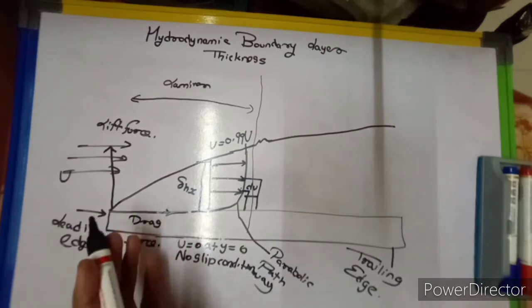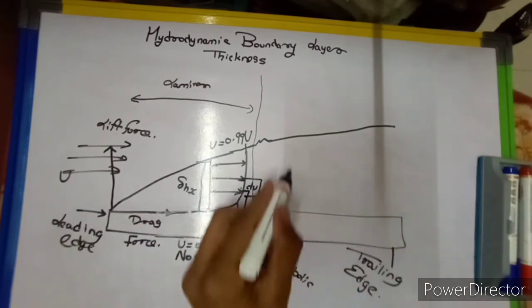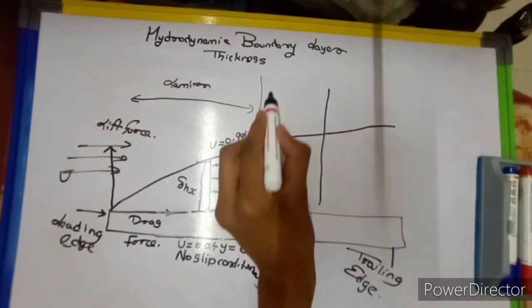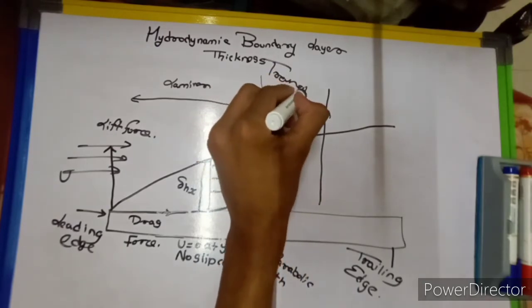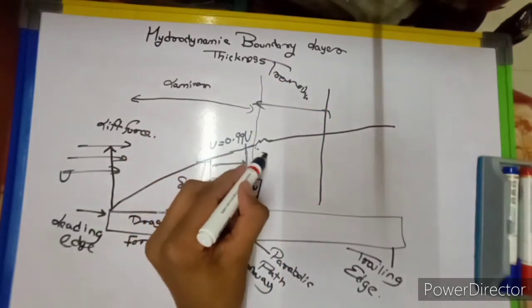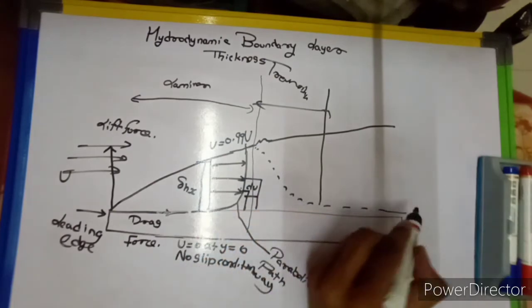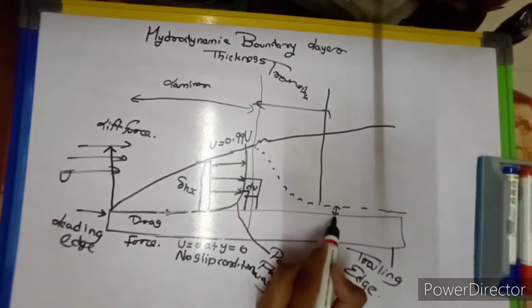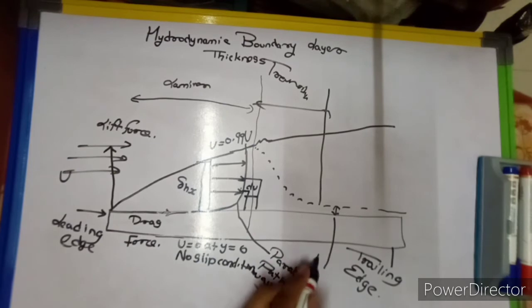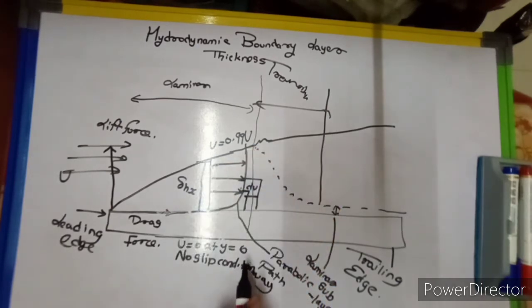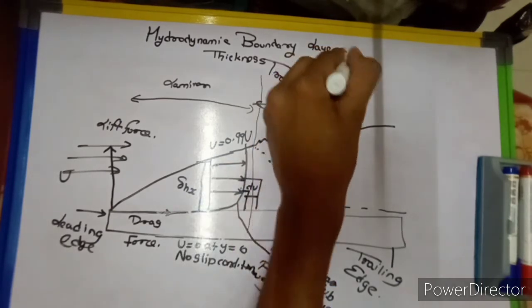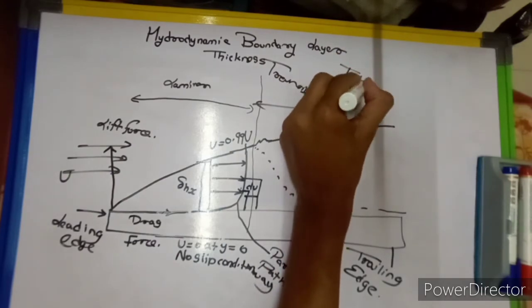But as the distance increases from the leading edge, there is a transition taking place, so it is called the transition zone. There will be a trailing edge. See, this small layer is called the laminar sublayer, because here there will be some part which will again be flowing in the form of layers. This part is called the laminar sublayer. And the third one is called turbulent flow.